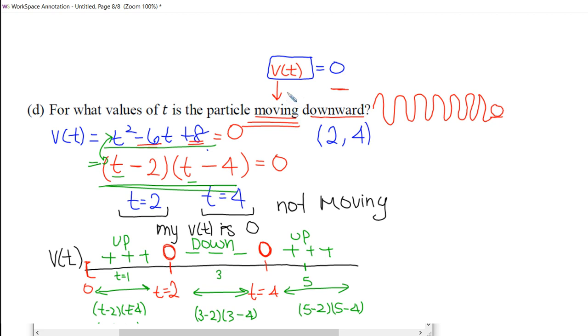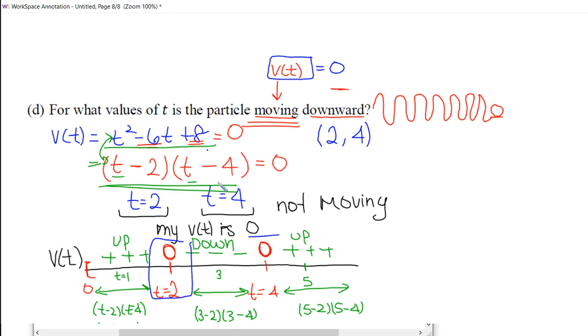Now let's recap what we did. I set the velocity equal to 0 because that's going to tell me where I am stopped. As long as I know where I'm stopped, that means everywhere else I am moving. So here's what I found out. At 2 and 4, I am stopped and I am not moving. And that's the only time where I am stopped.